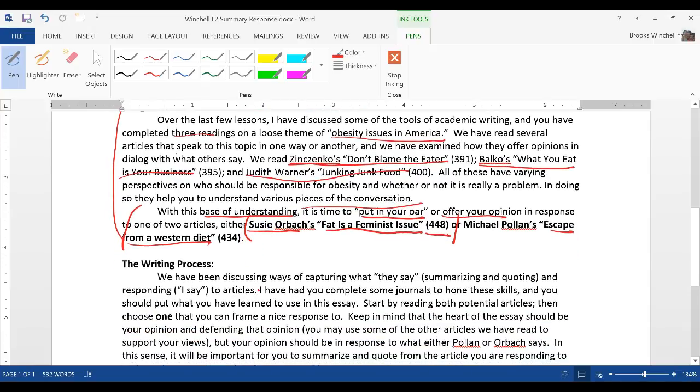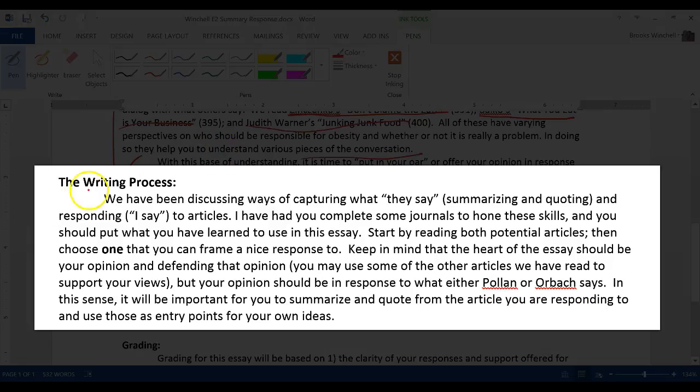So here's the writing process for this essay. We've been discussing ways of capturing what they say, how to summarize and quote effectively, how to use APA style, and how to respond, how to offer your opinion to articles. I had you complete some journals to hone these skills, and then you should put what you've learned into use in this essay. So start by reading both potential articles, the Orbach and the Pollan, then choose one that you feel like you can make a nice opinion or give a nice response to.